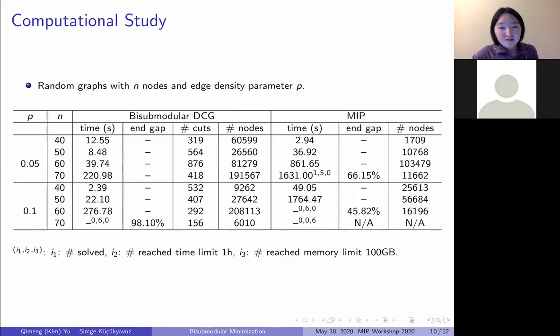So in summary, our DCG algorithm works very well for general bisubmodular minimization problems.